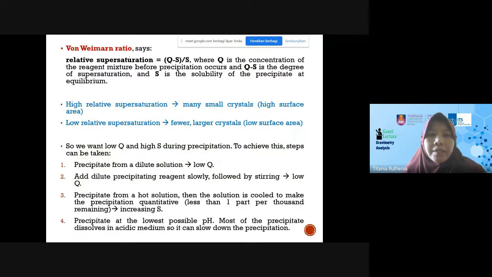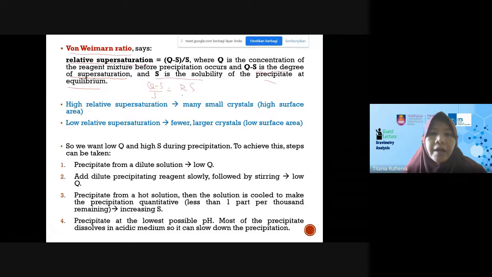What we can control is the von Weimarn ratio, which is about the relative supersaturation. The von Weimarn ratio is the ratio of the degree of supersaturation. Q minus S is the degree of supersaturation, divided by S, or Q minus S per S, where S is the solubility of the precipitate at equilibrium. So we have to control Q minus S divided by S, or we call it RS, relative supersaturation.